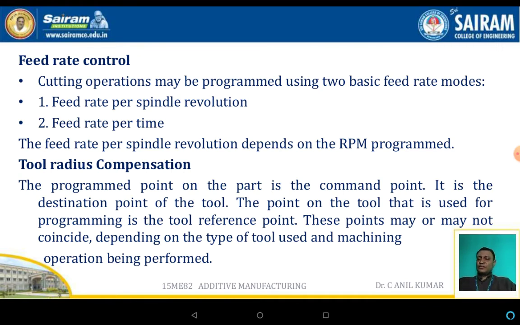The tool radius compensation. The tool is programmed to a point on the part, which is the command point. It is the destination point of the tool. The point on the tool that is used for programming is the tool reference point. These points may or may not coincide, depending on the type of tool used in the machine operation being performed.